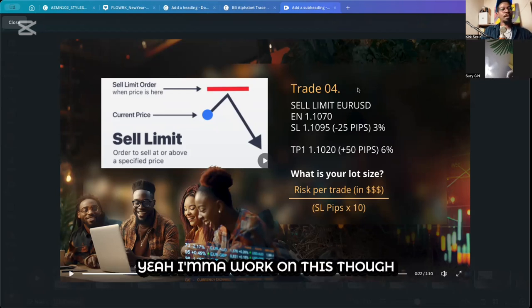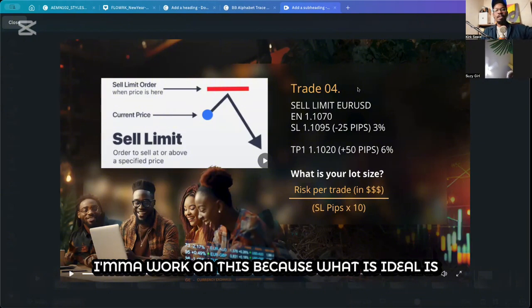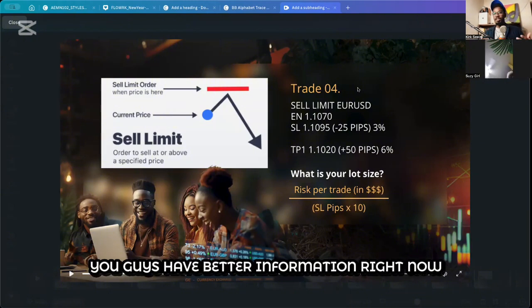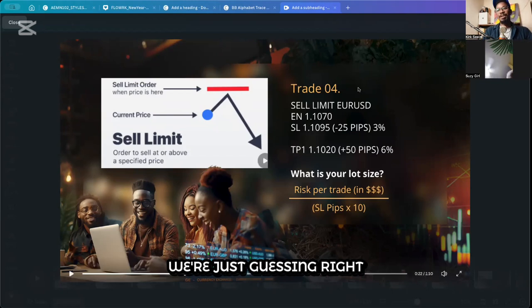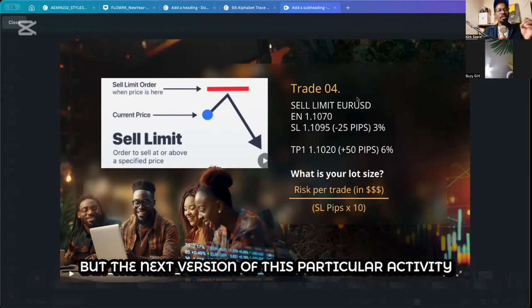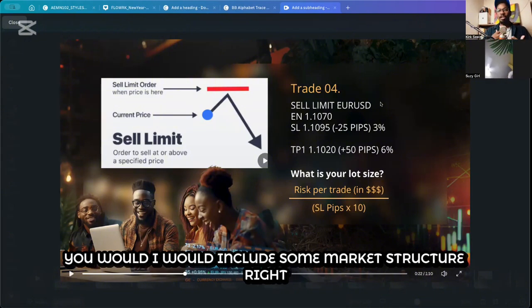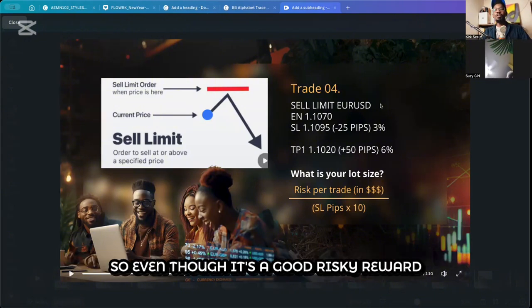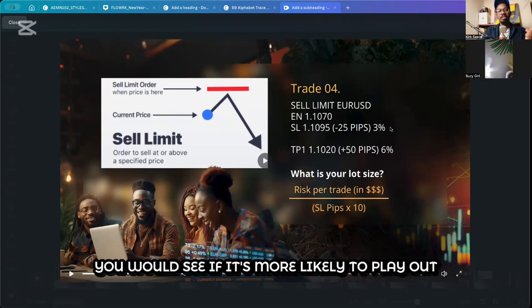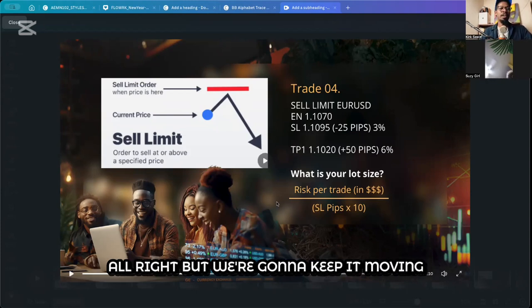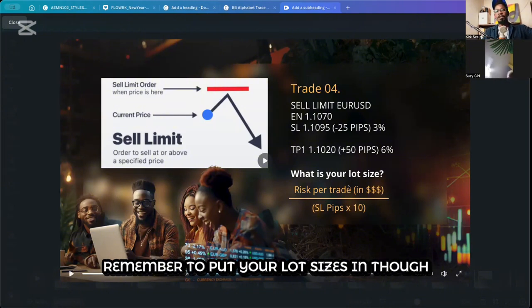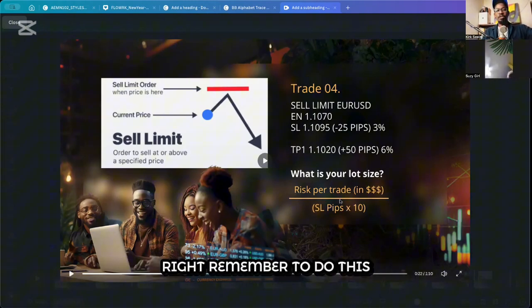Yeah, I'm gonna work on this though, because what is ideal is you guys have better information. Right now, we're just guessing. But the next version of this particular activity, I would include some market structure. So even though it's a good risk to reward, you would see if it's more likely to play out. But we're gonna keep it moving. Remember to put your lot sizes in though.